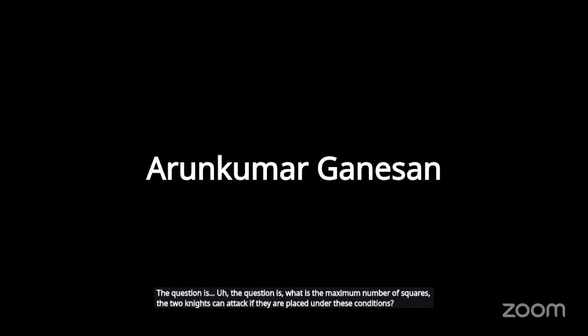Okay, so this one and two together should be satisfied. That's what you meant, right? Exactly. But then the question is, what is the maximum number of squares that two knights can attack? So you place them this way and directly calculate it, right? Yeah.